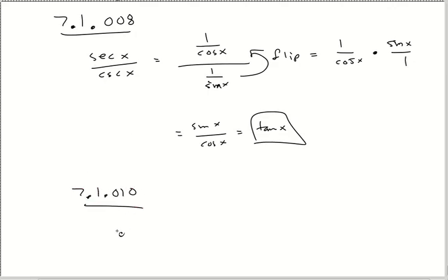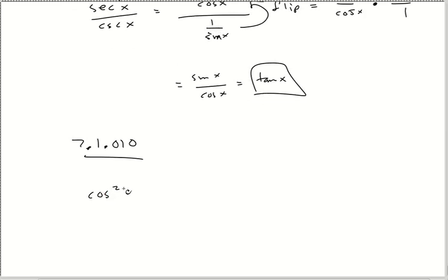Next, I've got cosine squared theta times 1 plus tangent squared theta, and they want to simplify this guy. So I'm going to use a formula from the trig identities that I was showing you. It's one of the Pythagorean ones. We have secant squared theta equals 1 plus tangent squared theta.